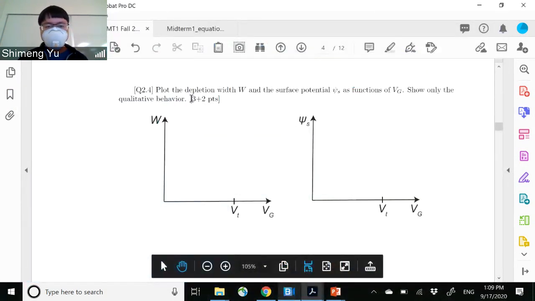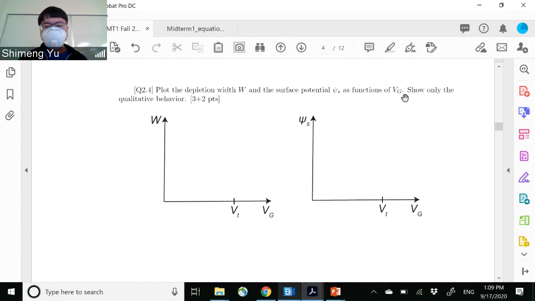Then next, plot the depletion width and surface potential as a function of Vg. Only shows the qualitative behavior. Okay, so this is in this MOS cap. When we increase the gate voltage from 0 to Vt and above Vt, then how would the W change? That is the depletion width. And how would the phi s change?